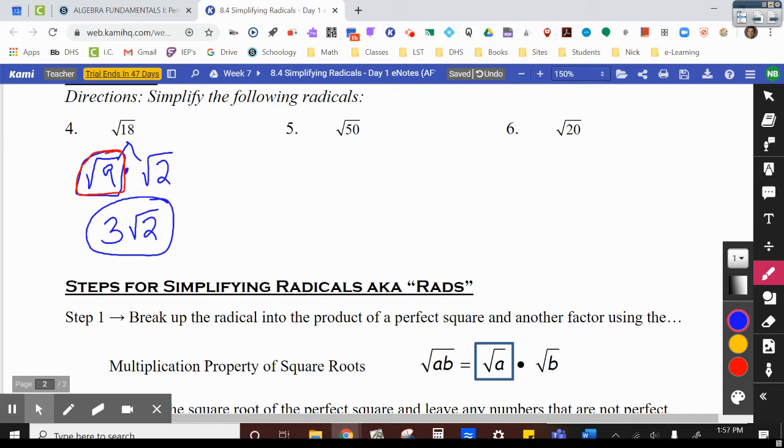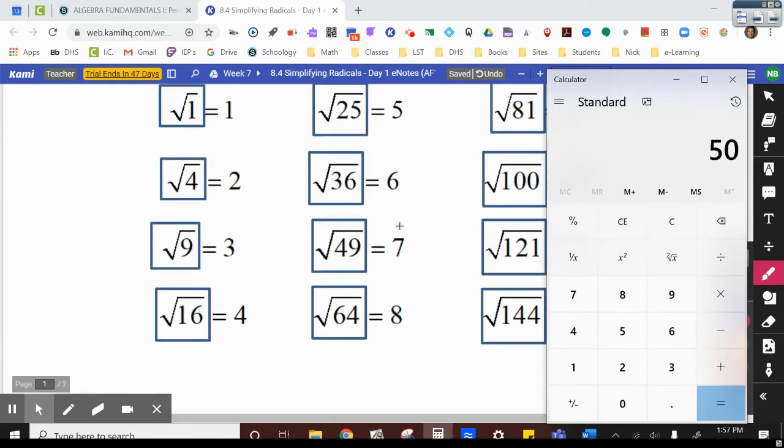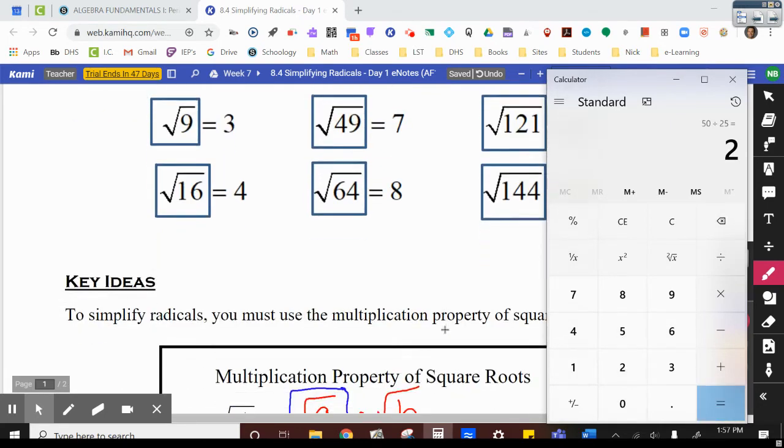All right, so example 5 is the same way. We want to simplify the square root of 50, which means we want to break up the square root of 50 into the square root of a perfect square factor times the square root of another factor. So we have to take that number 50 and divide it by one of our perfect square numbers. So 25, I think, goes into 50. Let's see, 50 divided by 25 gives me 2.